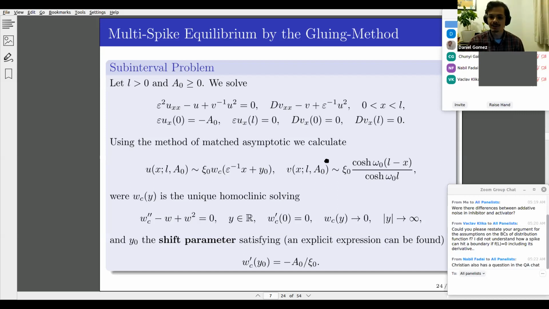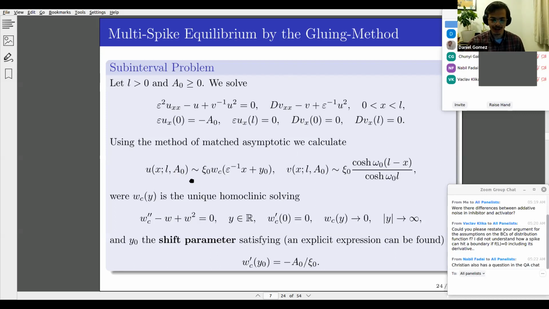And the inhibitor turns out to be some kind of a Green's function. So here it is explicitly. And I'll comment that the psi naught, which gives you the height of these spikes essentially, is something you can calculate explicitly in terms of A naught and the variable interval length L.